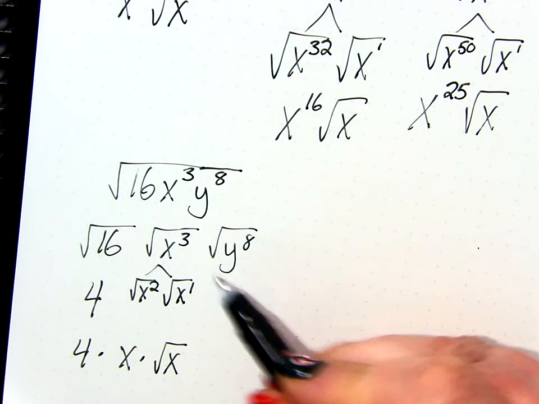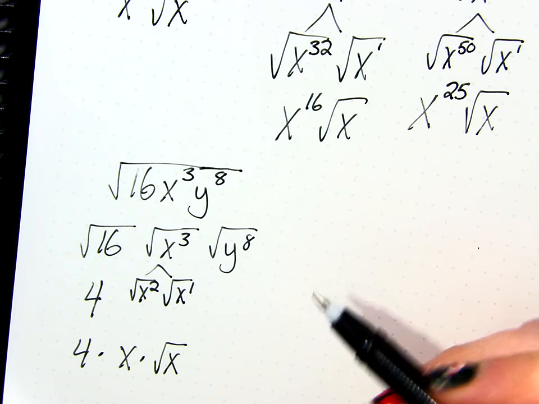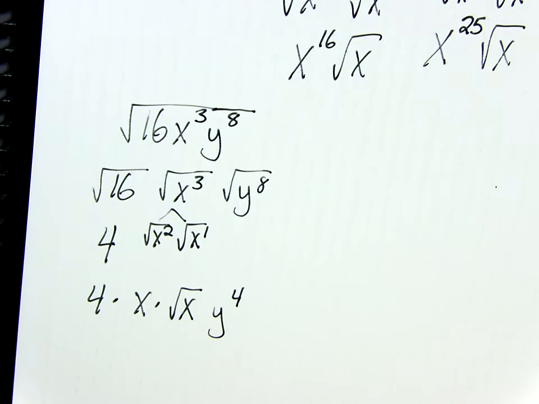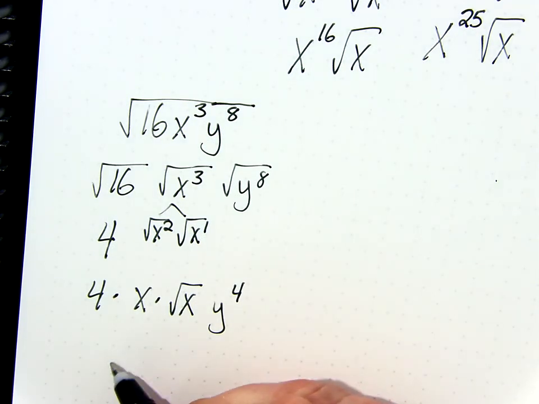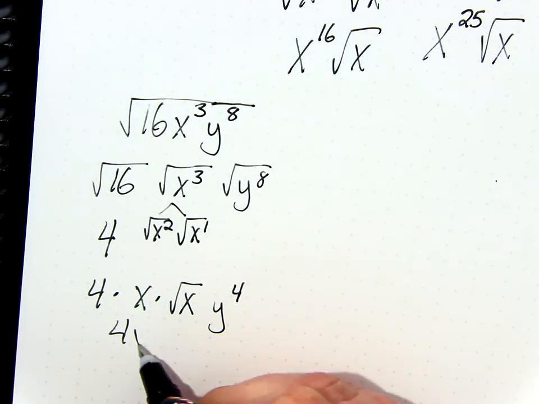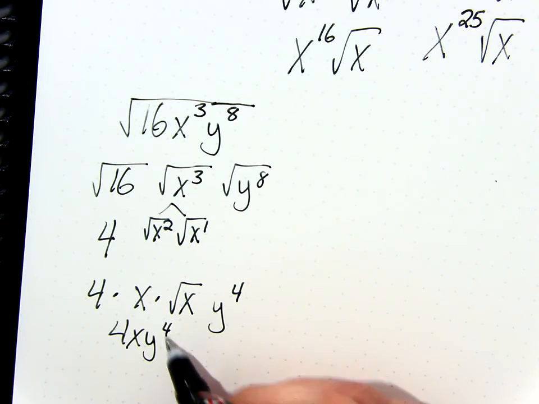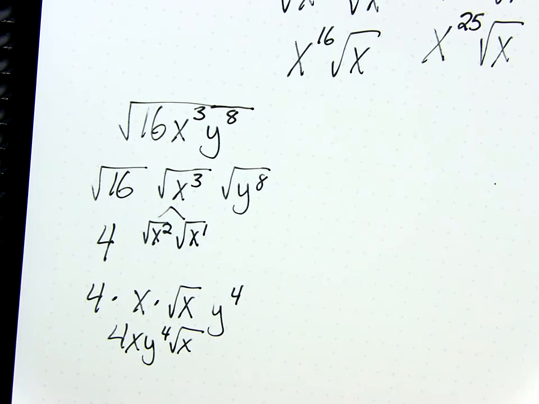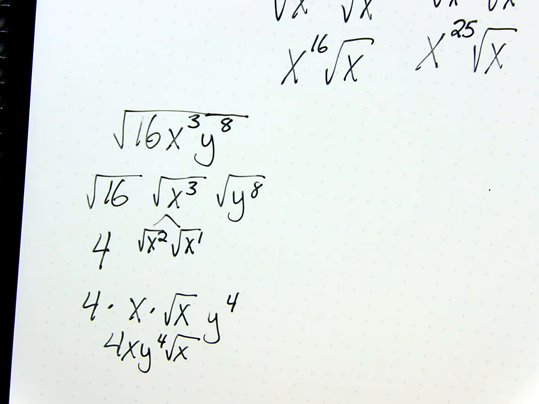And then the square root of y to the 8th would be, there you go, y to the 4th. So then to write this final answer properly, just put the radical at the end. So 4x y to the 4th, and then square root of x on the end. How'd you do? Okay-ish? It's a little weird to get used to. I get it.